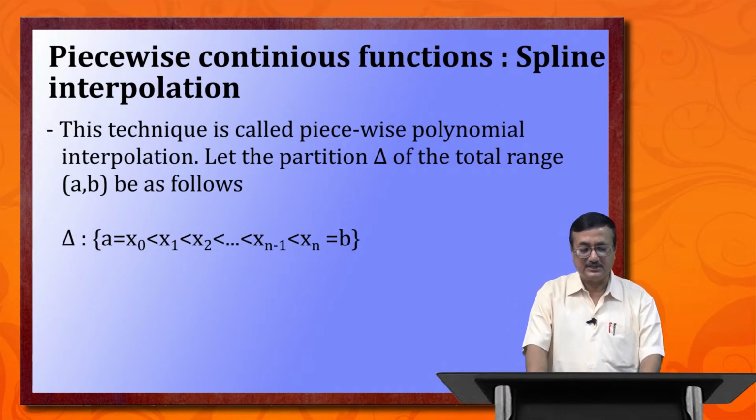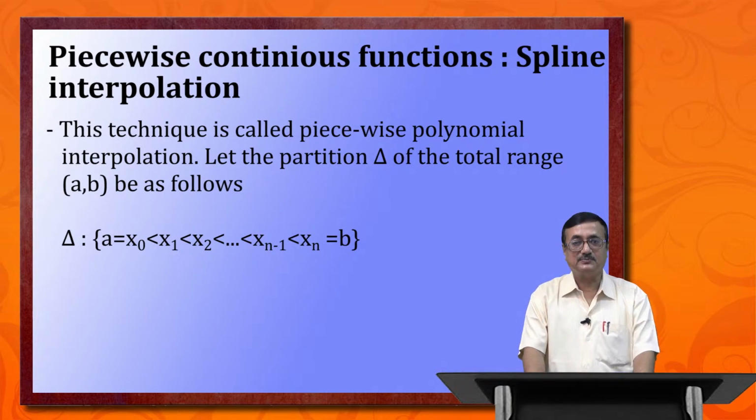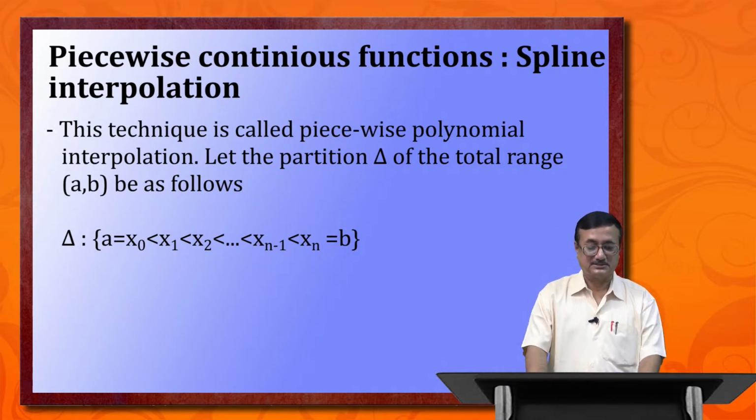Let the partition delta of the total range AB be as follows. Delta AB is divided into a number of subintervals by introducing the points x0 is equal to A, then x1, x2 up to xn minus 1 and xn is equal to B. Note that this delta is just a partition and it has nothing to do with the delta operation, that is the forward difference. Don't confuse this delta with that delta.